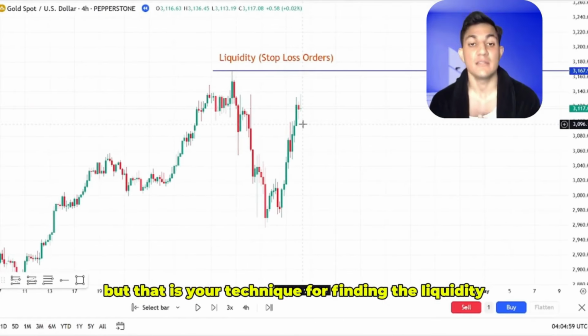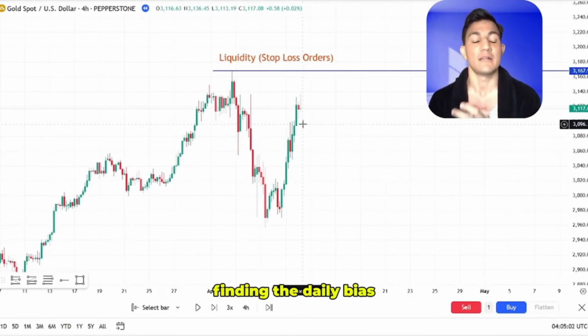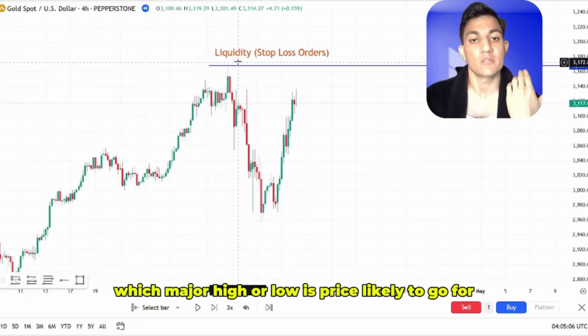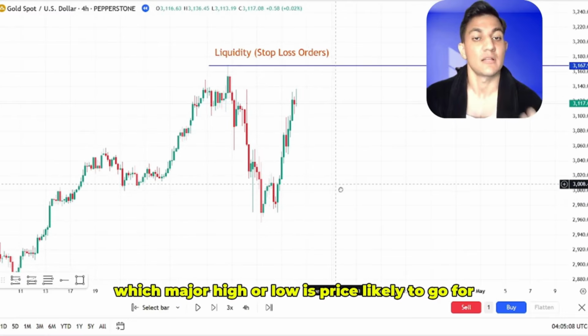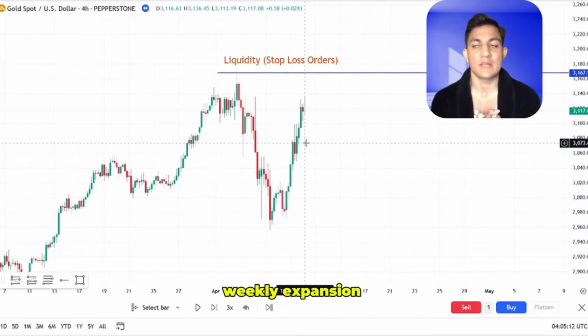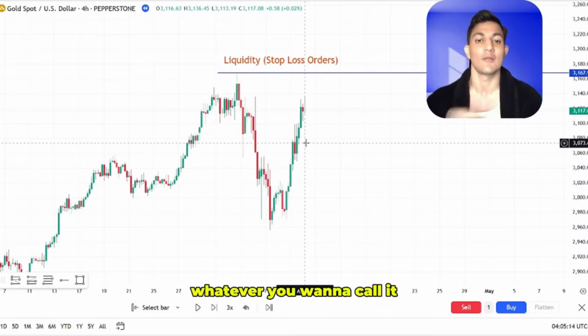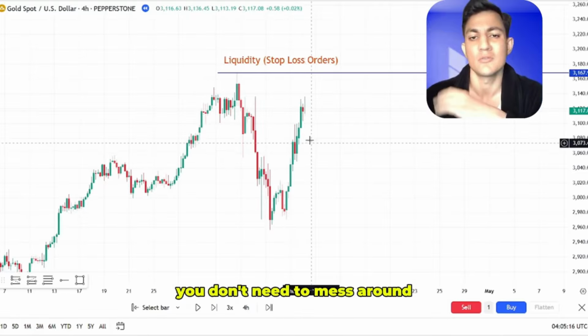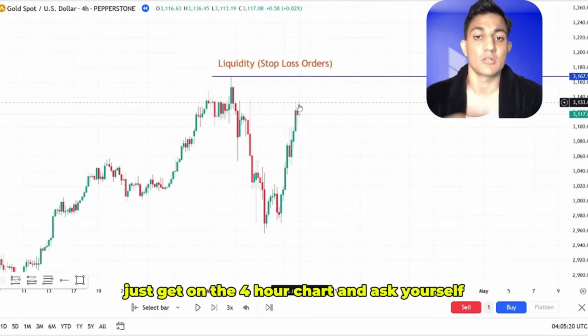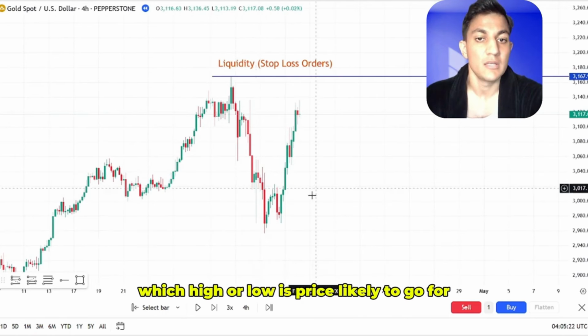But that is your technique for finding the liquidity, finding the daily buyers. It's to just get on the 4-hour chart and ask yourself, which major high or low is price likely to go for? And that right there will give you daily buys, weekly expansion, weekly buys, whatever you want to call it. That is how you determine daily buys. You don't need to mess around with multiple time frames, the monthly chart. Just get on the 4-hour chart and ask yourself which high or low is price likely to go for.